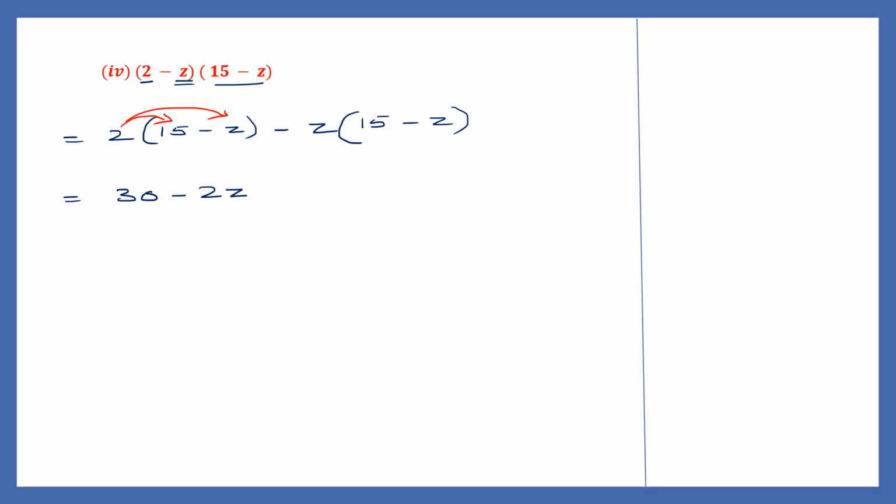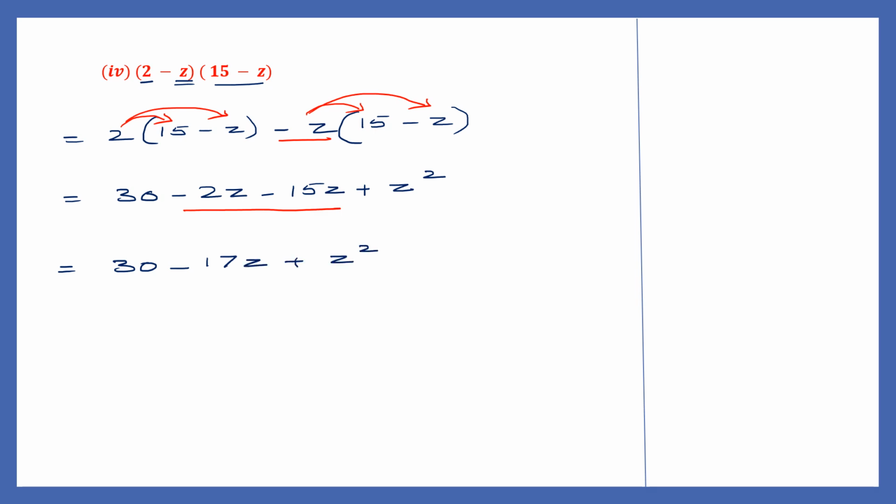Then let's go to the next one. Here we have minus z first into 15 and then next into minus z. So minus z into 15 is minus 15z. Then minus z into minus z is plus z square. Now look out for the like terms. We have two like terms here. Let's simplify that. So this becomes 30 minus 2 minus 15 is minus 17. Minus 17z plus z square. So this is our answer.